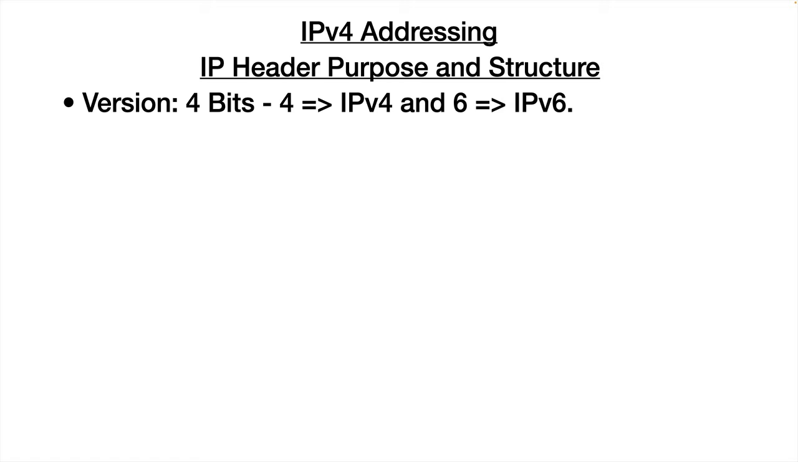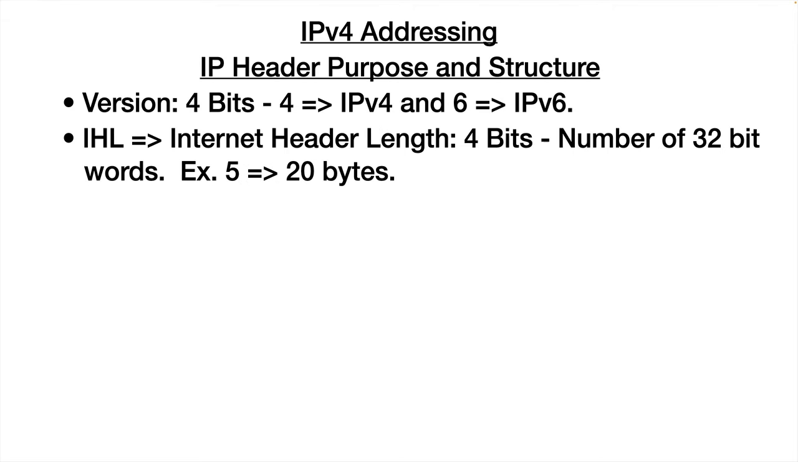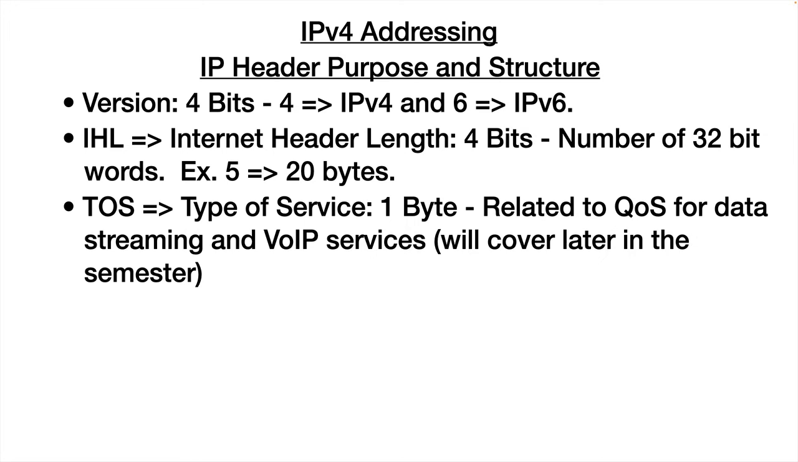As far as the version goes, it's 4 bits. A 4 means it's IP version 4. A 6 means there is an IP version 6 packet here. The internet header length is 4 bits. That tells me the number of 32-bit words. I believe the only values for those in IP version 4 are 5 and 6. A 5 would imply that the header is 20 bytes.